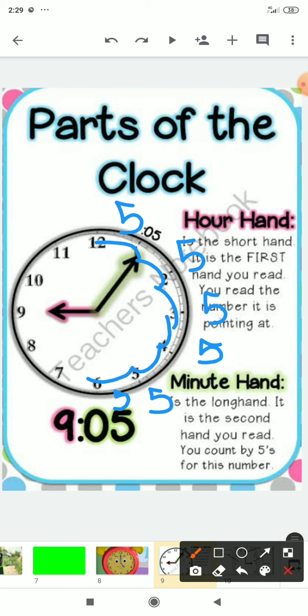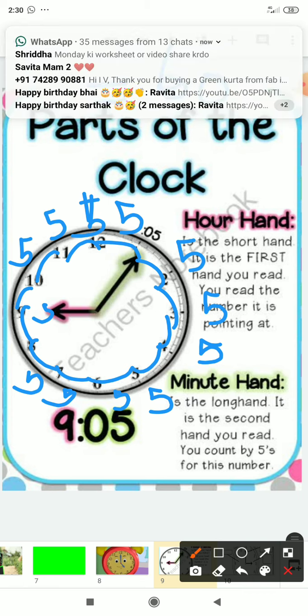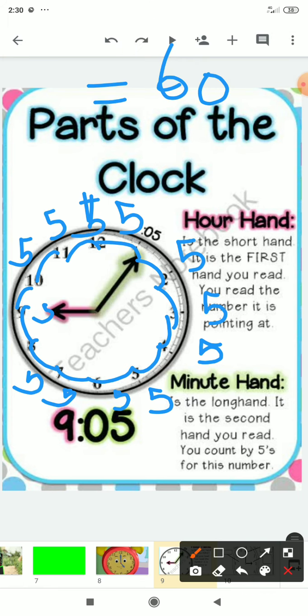6, 5; 7, 5; 8, 5; 9, 5; 10, 5; 11, 5; and 12, 5. So if you count all these 5s, add all these 5s, it becomes 60. Okay, so 1 hour is equal to 60 minutes.